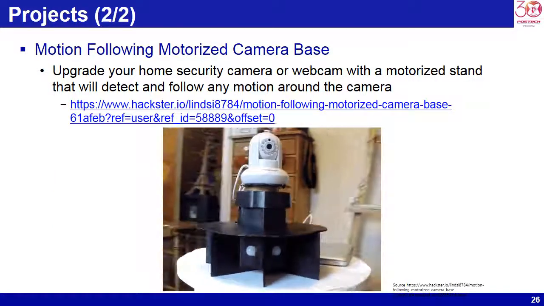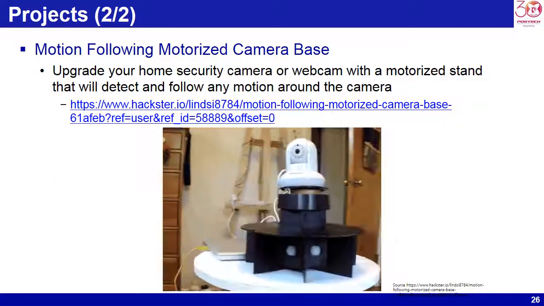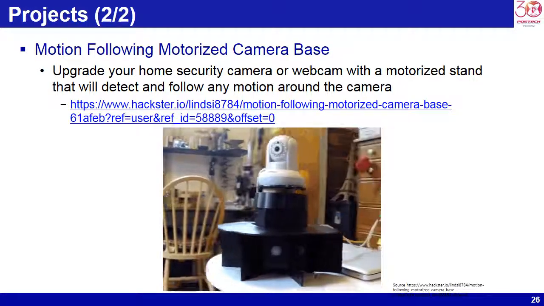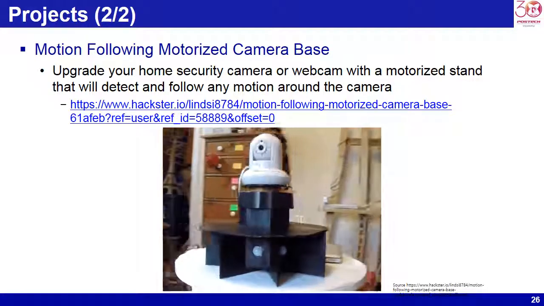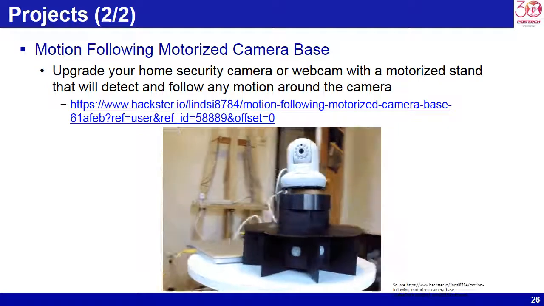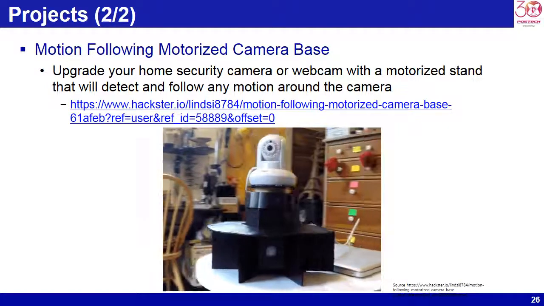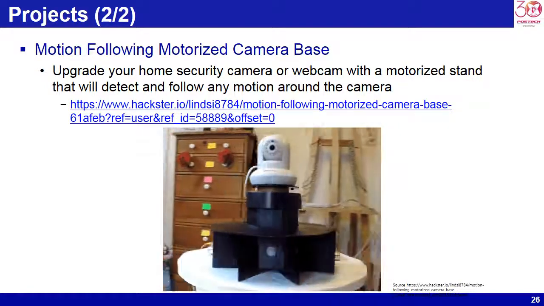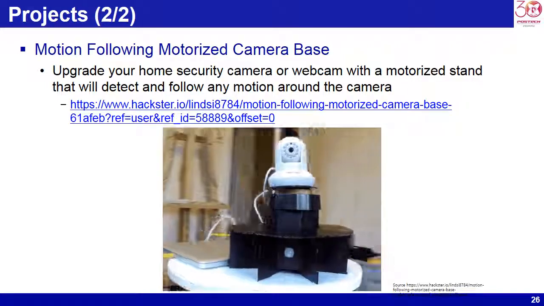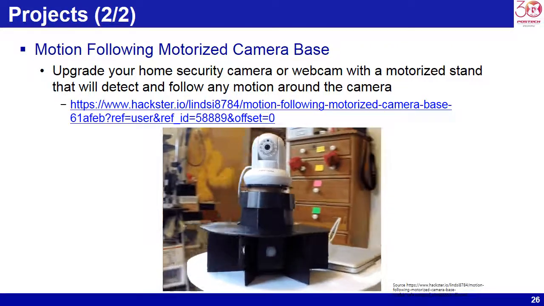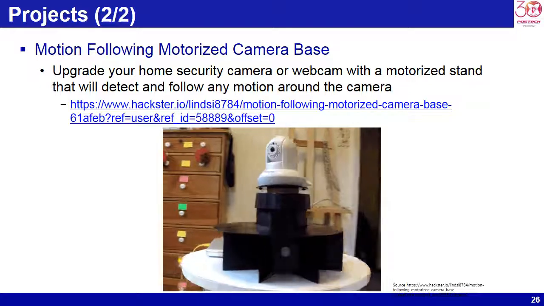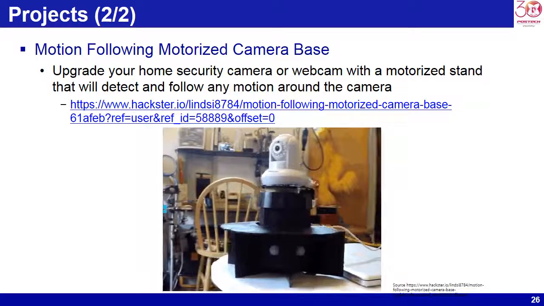Next is a camera that moves along the movement of surroundings. At the bottom, there are sensors placed in various directions to detect movement. These sensors capture the movement of nearby people or things and move the camera along the direction they move.